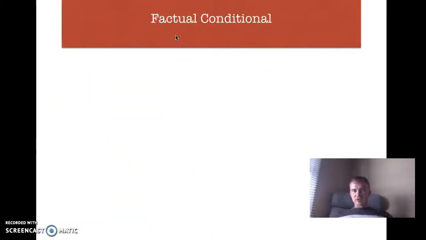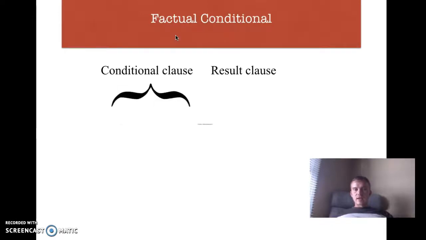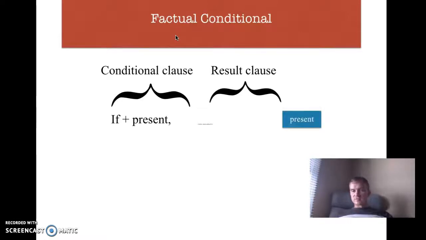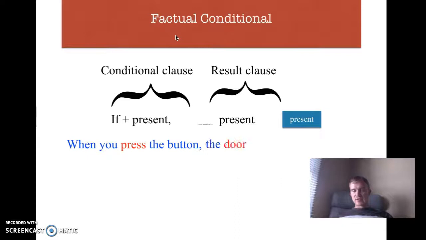First of all, let's deal with factual conditionals. With any conditional sentence, we have the conditional clause and we have the result clause. The conditional clause very often starts with if, but not always. And if it's a factual conditional, you might use if plus the present. Okay, could be present progressive, could be present simple, could be present perfect. And the result clause might also be in the present. Okay, so this is what's called a zero conditional. It's used when the condition is in the present and the result is in the present. For example, when you press the button, the door opens. This is just a general truth that always happens.